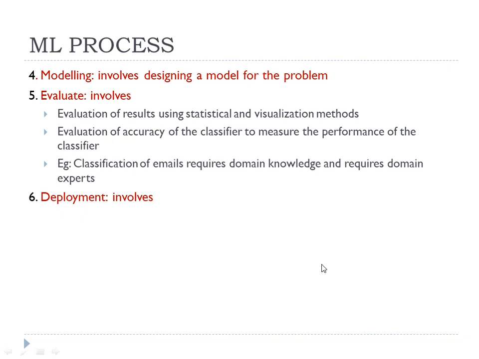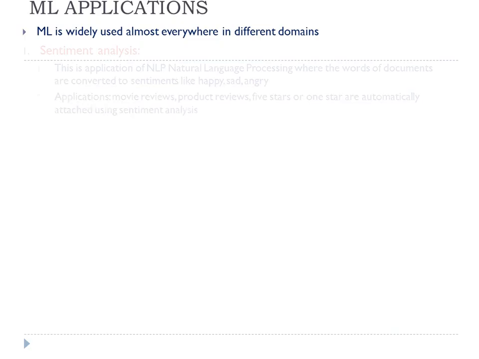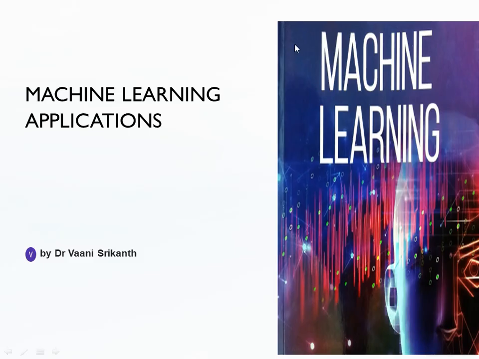So that was the basic machine learning process. Just to revise, we are using the standard CRISP-DM process here, which has these 6 steps. Okay. So that was about the machine learning process, and in the next session we will discuss the applications of machine learning.